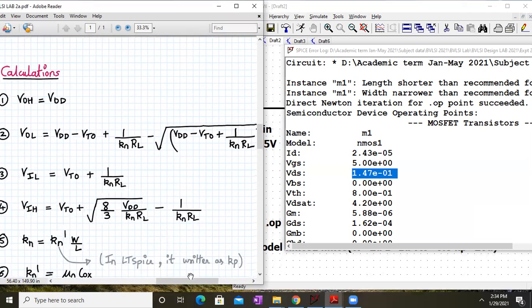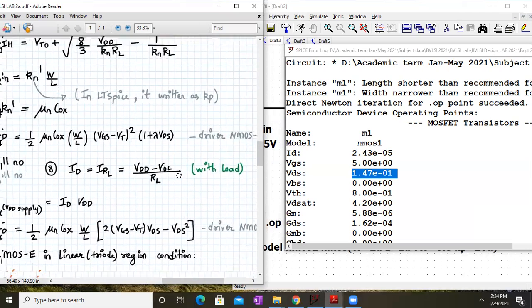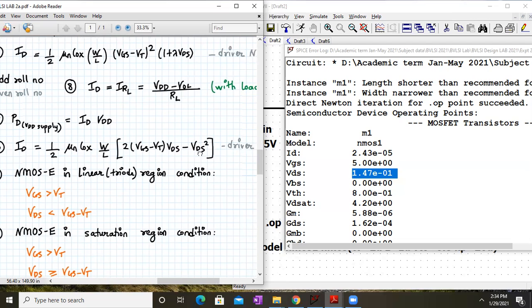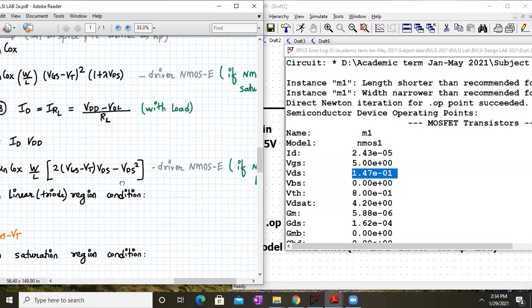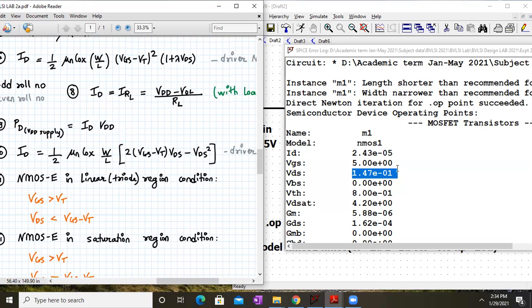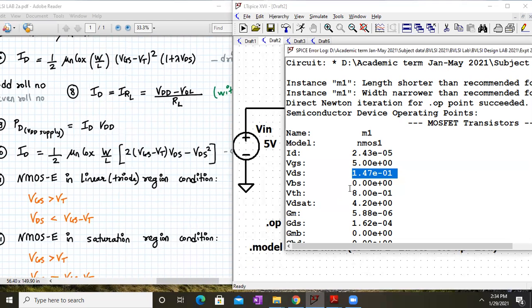So you all have to use this formula over here. This formula we have derived recently in the class. ID linear is equal to half mu n COX W by L twice VGS minus VT into VDS minus VDS square. Okay, so this is the formula which we have to use for NMOS to be in the linear region. So all these values we can substitute over here. So over here my VDS is 0.147, my VGS is 5 volt, my VT is around 0.8, W by L is given over here.